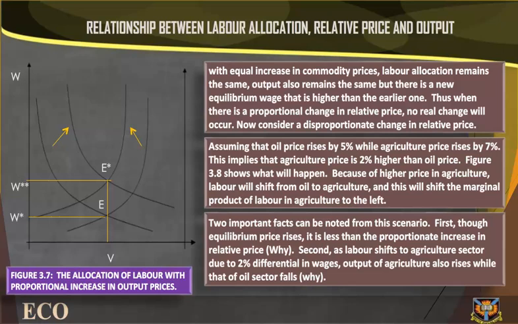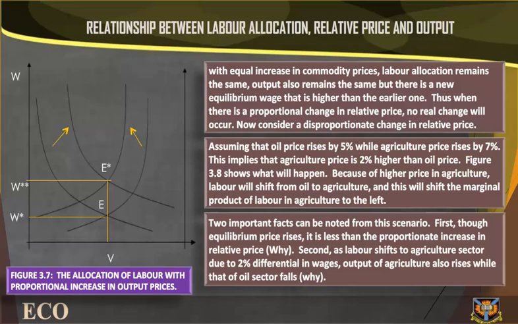Now, consider a disproportionate change in relative price, assuming that the oil price rises by 5% while the agriculture price rises by 7%. This implies that the agriculture price is 2% higher than the oil price. Figure 3.8 shows what will happen. Because of the higher price in agriculture, labor will shift from oil to agriculture, and this will shift the marginal product of labor in agriculture to the left.